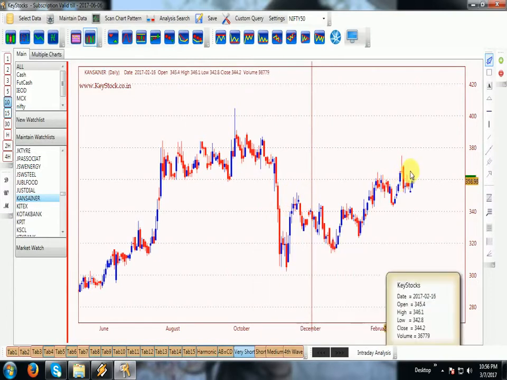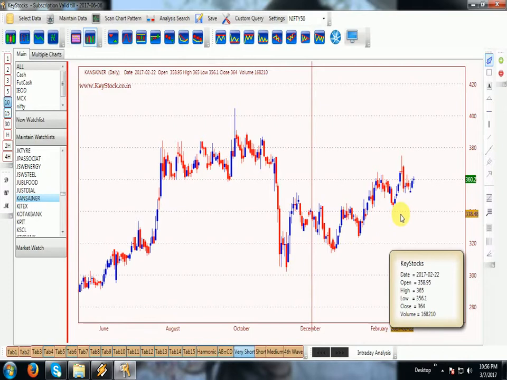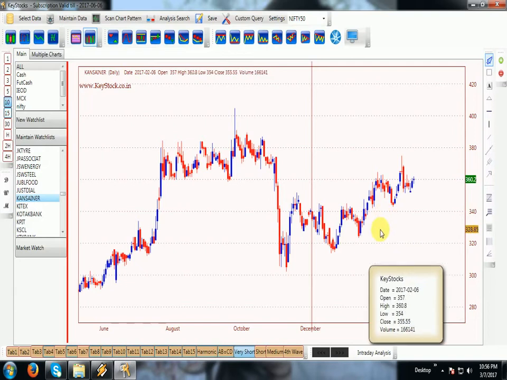It's a daily chart structure of Kansai Nerolac and now we'll study it one by one. We'll finish the trend line part first and after that we'll add some moving averages and check on which moving average it reacts very nicely. After that we'll find the support and resistance levels and plot the future targets of this stock. Okay, so we'll start with trend line work first.